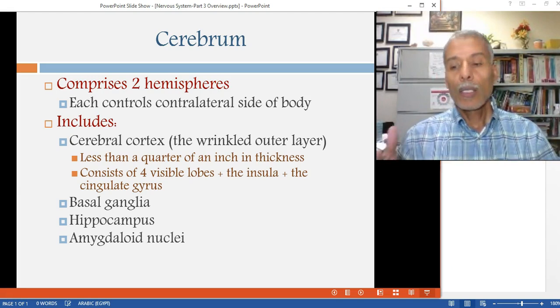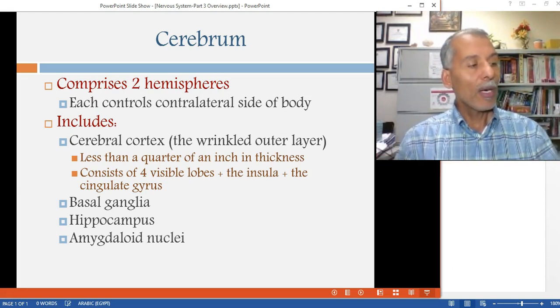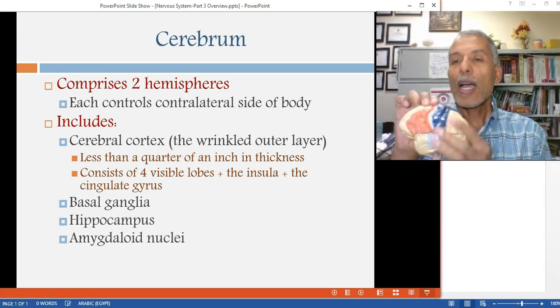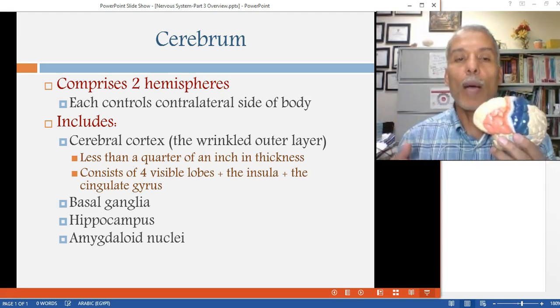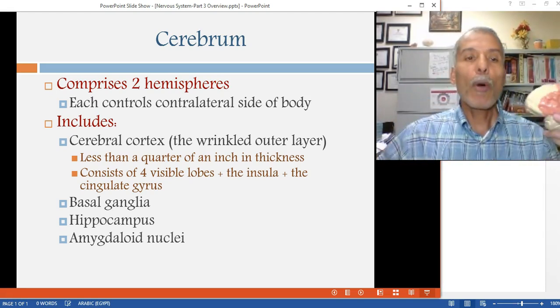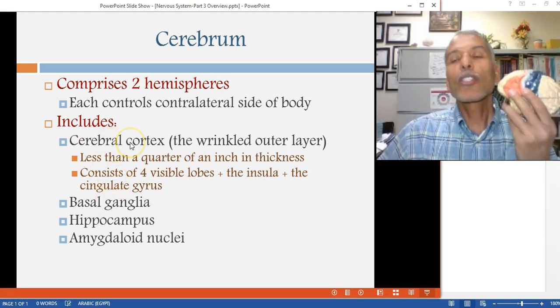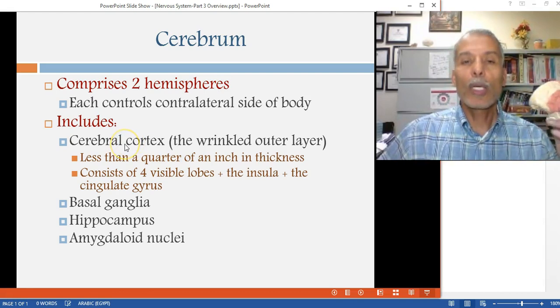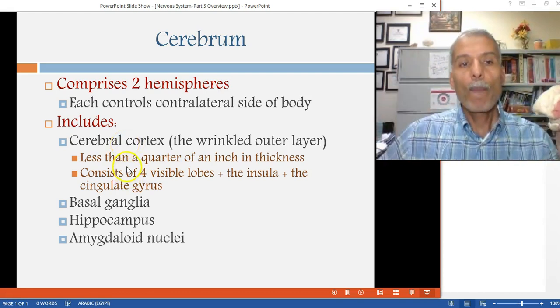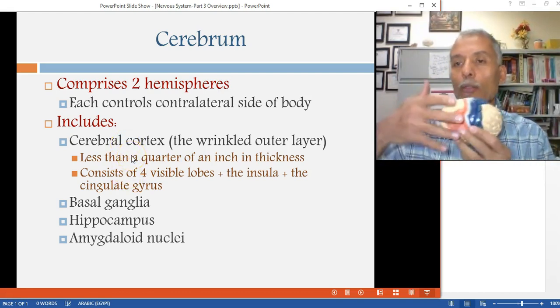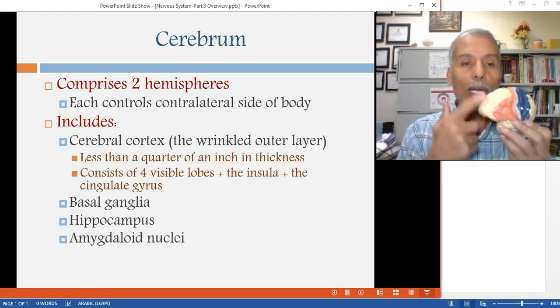Now, when you look at one hemisphere, what does it look like anatomically? You need to know the parts. So, the cerebrum consists of the following pieces. Number one, the cortex of the cerebrum, or the cerebral cortex.